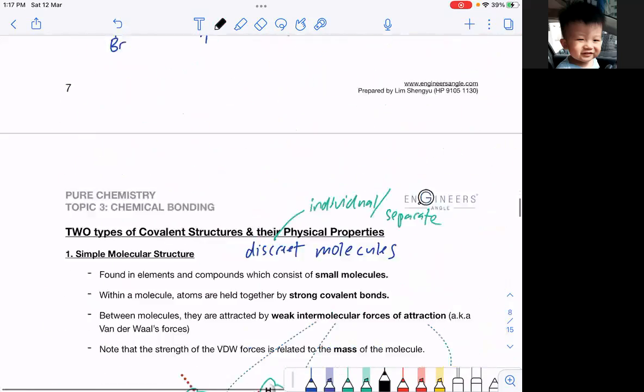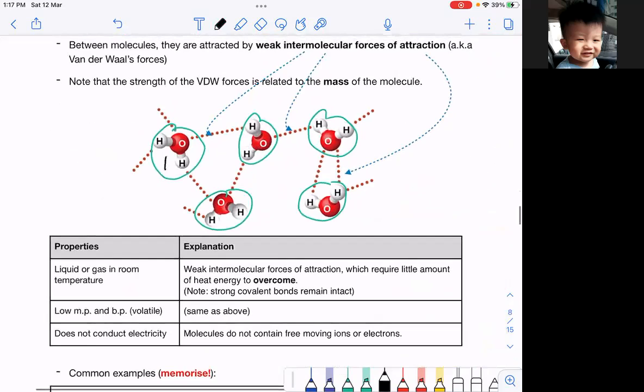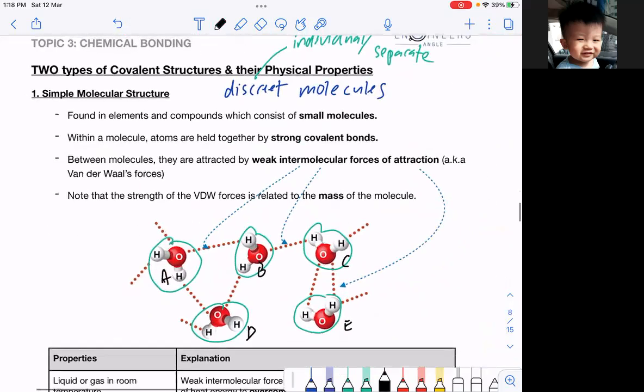We go back to the same page in your notes. Can you see that molecule A, B, C, D, and E have no covalent bond in between them? What they have is covalent bond inside of them. You understand the difference? So internally, they are covalently bonded. Externally, they are not. So we read the notes. Simple molecular structures are found in elements and compounds.